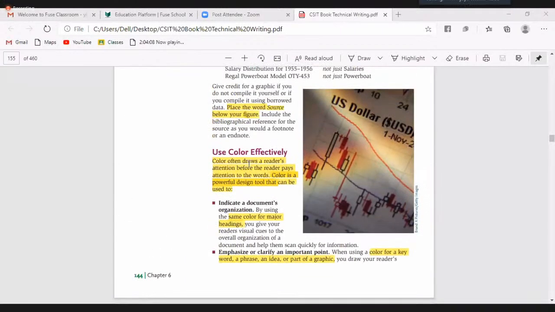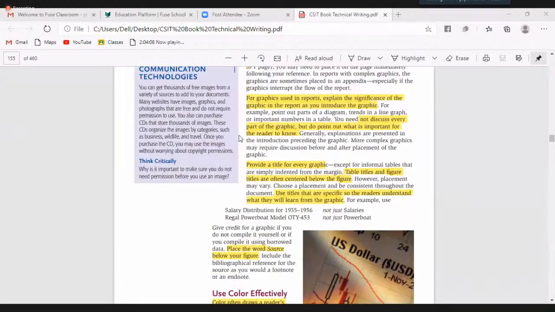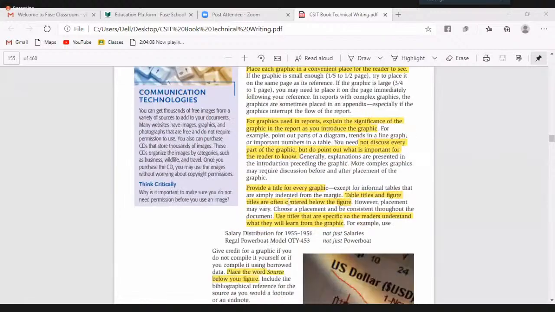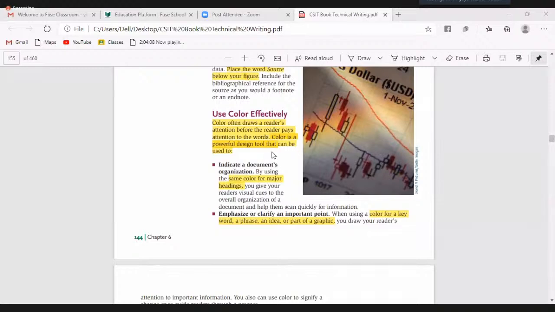Okay. Then you have to use color effectively. Now the next one is using color. Color often draws a reader's attention, as I already told you, before the reader pays attention to the words. Color is a powerful design tool. Whenever you use color, it attracts the attention of the reader, and the reader will look at those colored parts, and things will be clear to the readers. Here also I have highlighted things, which means you are paying attention to these points and sentences. So color is a powerful design tool.